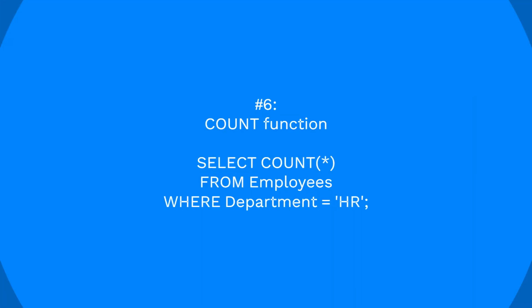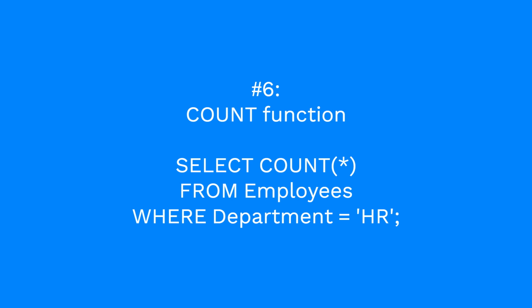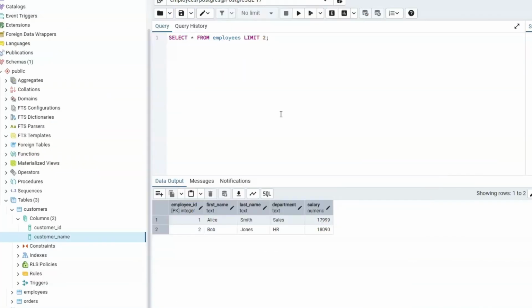All right, now number 6, we're going to do a count function. We're going to select the count from employees where department equals HR. We want to know how many employees work for HR. To do this, we keep the select, but this time we delete everything after that. So select and then use count, open parentheses, your asterisk, which is the star. So count all from employees where department equals single quotation HR and then semicolon.